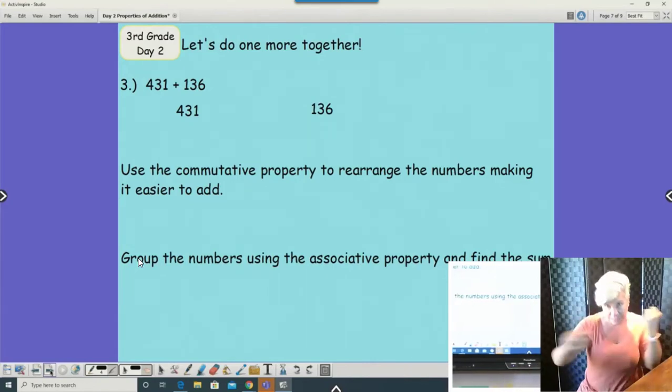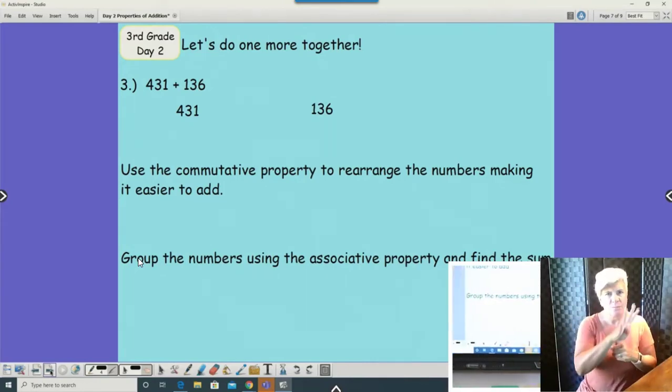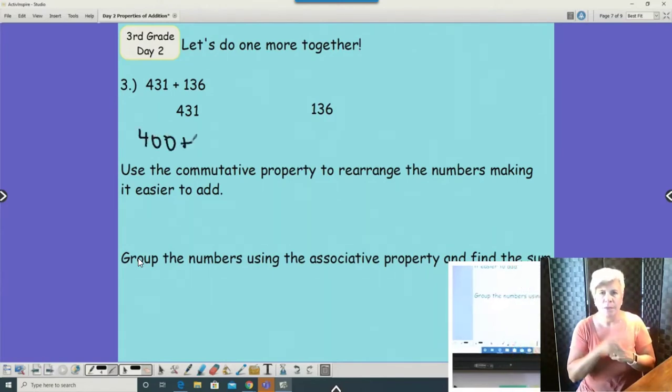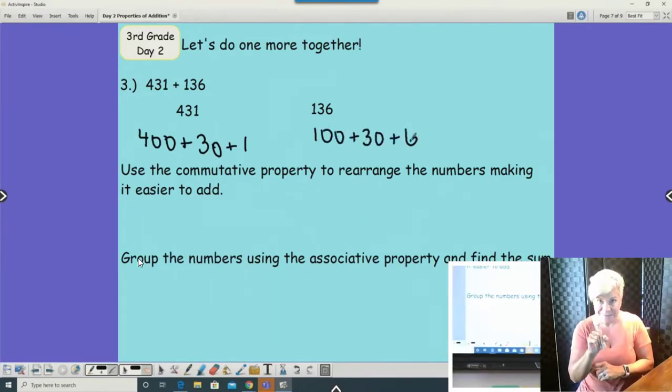Okay. So let's see. I think in this number I see a 4 in the hundreds place. So I'm going to represent that with the number 400. I see a 3 in the tens place. So I'm going to use the number 30. And I see a 1 in the ones place. So 431. Try this next one, 136. Let's see how you do on that one. I'm going to give you just a few seconds. Okay, let's see. Did you do 100 plus 30 plus 6?